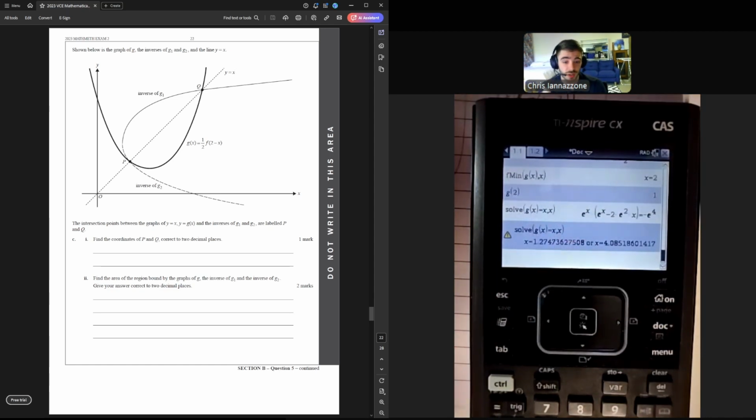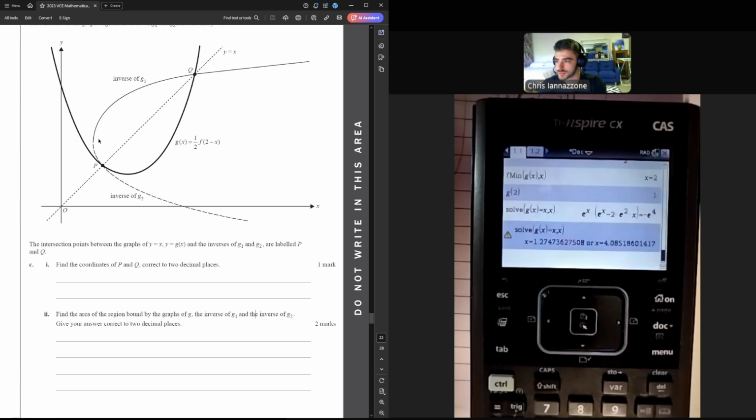We can actually use a very similar thing for part C(ii). We're trying to find the area of the region bound by g, the inverse of g1, and the inverse of g2. So pretty much we're looking for all of this bit in here. Here's our inverse of g1, that gives you this upper bound. You've got the inverse of g2, which gives you this lower bound bit, specifically just that bit. And you've got g of x, which gives you the bold bottom bit underneath. We want to find all the area contained within that perimeter.